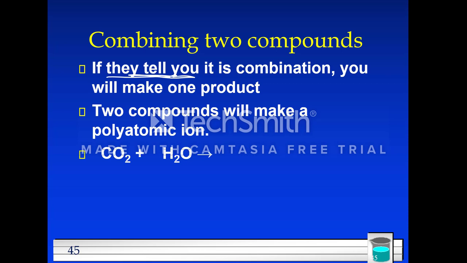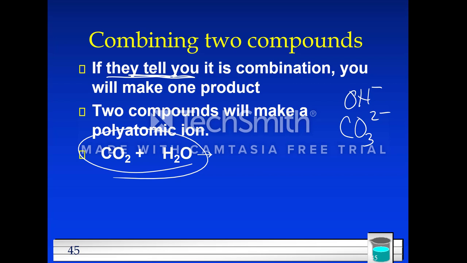For example, carbon dioxide and water. What's it going to make? Well, first of all, I have to tell you it's combination. And then I have to look what polyatomic ions can I make out of those elements. Well, there's 2. There's OH minus, and there's CO3 2 minus. Those are the 2 possible polyatomic ions I can make out of those. And I looked on the list and said, which ones can I make out of the H's, O's, and C's?